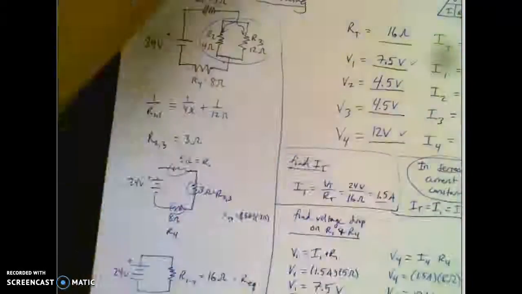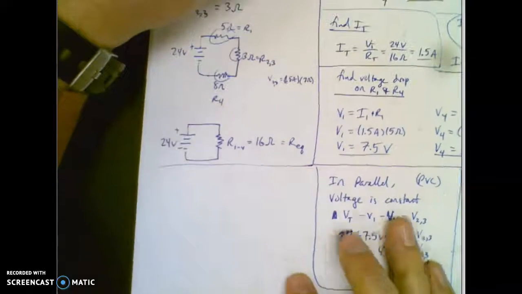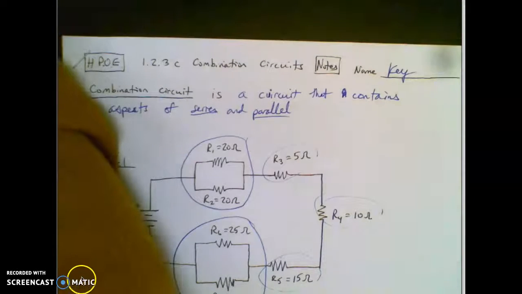So now you can go back to your problems. Hopefully you simplified them all down and found RT from before, or R equivalent, on your crazy ones on your worksheet. And now you can go through and calculate the rest of the stuff.